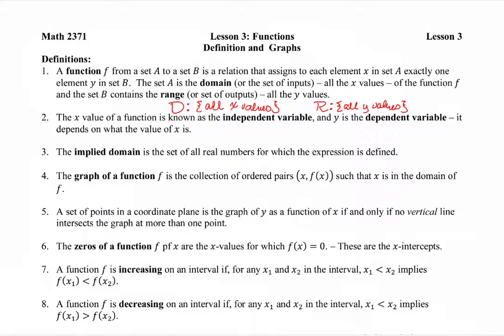Okay. Now, the set of inputs is your domain, and the set of outputs is your range. So all the possible x values is your domain, all the possible y values is your range. When you talk about a function, we're talking about y equals f of x, or g of x, or h of x. The f, the g, the h, those are all the name of the function. So this right here is what we name the function.